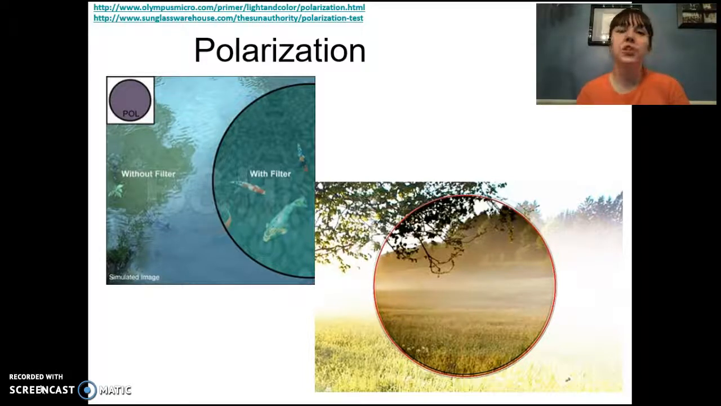The bottom right picture is a polarizing filter on a camera. This is a kind of misty field out there in the morning, and so that mist and the morning sun is making a big glare that would be really hard to capture with a camera, but with that polarizing filter you reduce that glare and you get a much clearer picture of that dewy meadow.